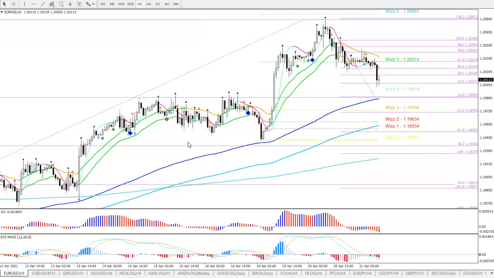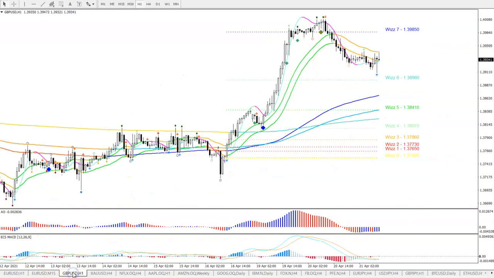I don't have much to add actually, but the pattern here followed by the break would confirm it, and of course a candlestick pattern here would confirm it too. That's how I would keep an eye on this. Pound USD.